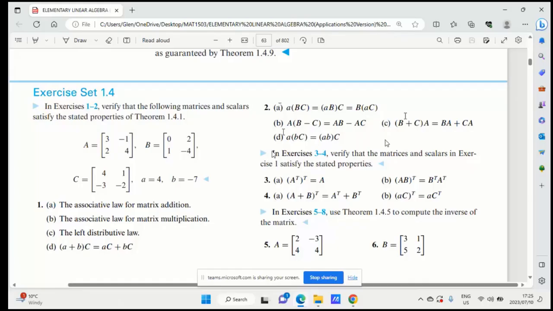Now let's look at number 3. Number three says, in exercises 3 to 4, verify that the matrices and scalars in exercise 1 satisfy the stated properties.